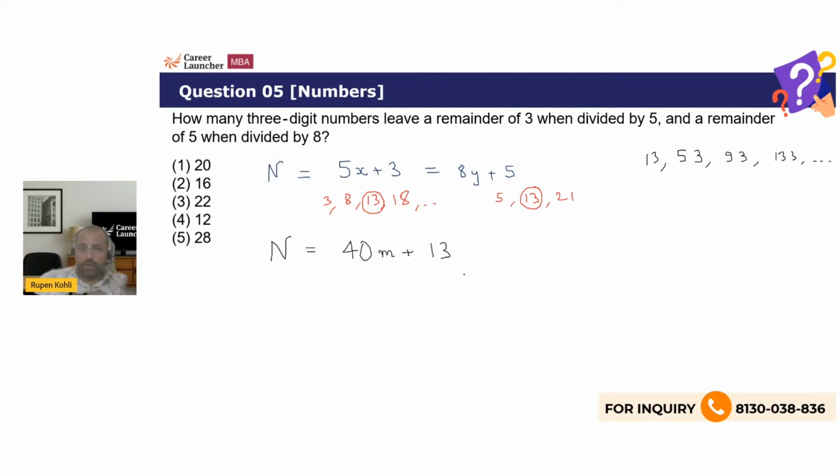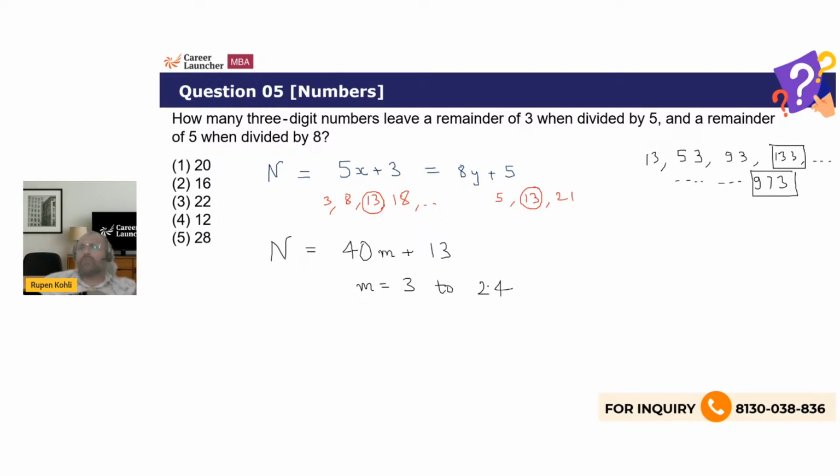193 is not a 3-digit number. So m can go from where to where? For 133, m is 3. 40 into 3, 120, plus 13. And where can it go up to? So we have to go very close to 1000, right? So 40 into what is close to 1000? 40 into 25 is 1000, right? So 25 can't be taken because we'll get 1013, a 4-digit number. So I think 24 would work. 40 into 24 is 960, plus 13, 973 is the last value that we can take. So from 133 to 973, m can go from 3 to 24.